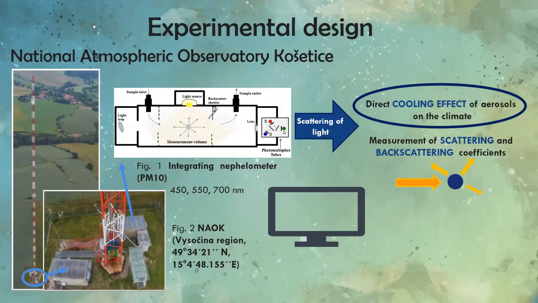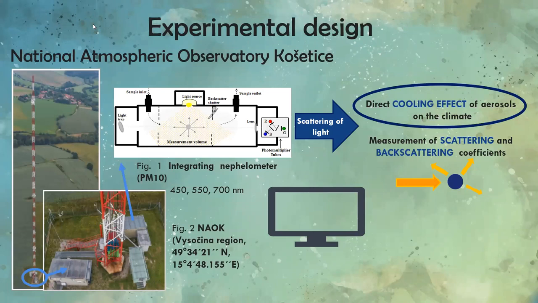Here you can see my experimental design. The long-term measurements were provided at the National Atmospheric Observatory Košetice in the Vysočina region, and we were measuring with an integrating nephelometer equipped with the sampling head PM10. This instrument is measuring scattering of light by aerosols at three different wavelengths: red, green, and blue.